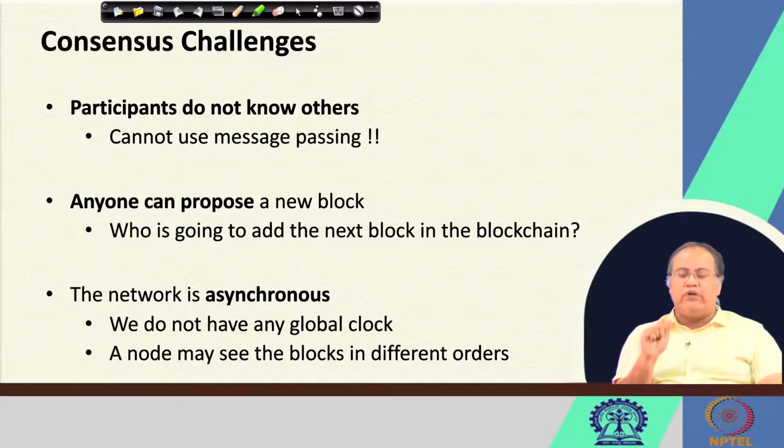So, we need to ensure that if there are 100 different participants and we are considering 100 different rounds, then in every round, out of those 100 participants, one participant should be selected in such a way that all 100 participants get a chance.